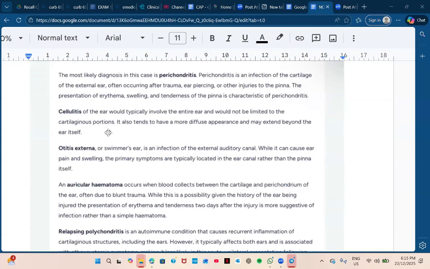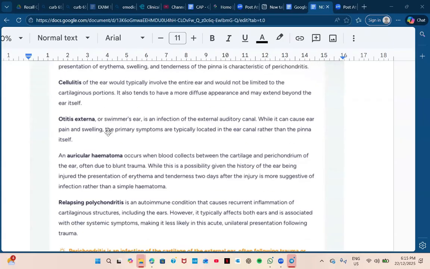So how does cellulitis occur? I think this is the same question. Cellulitis of the ear would typically involve the entire ear and would not be limited to the cartilage portion. So, if it is cellulitis, it presents like this, and also tends to have a more diffuse appearance and may extend beyond the ear itself. Okay. And otitis externa or swimmer's ear is an infection of the external auditory canal. While it can cause ear pain and swelling, the primary symptoms are typically located in the ear canal rather than the pinna itself. Okay?